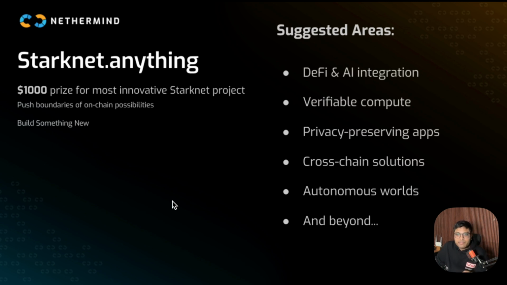So things like DeFi, AI, verifiable compute, privacy, cross-chain applications, or games. But honestly, these are just suggestions. What we are really interested in is seeing what you come up with. Maybe it's something even we haven't thought of yet. That's the coolest thing about new tech, right? Sometimes the best ideas come from fresh perspectives or hackathons like ETH Online.